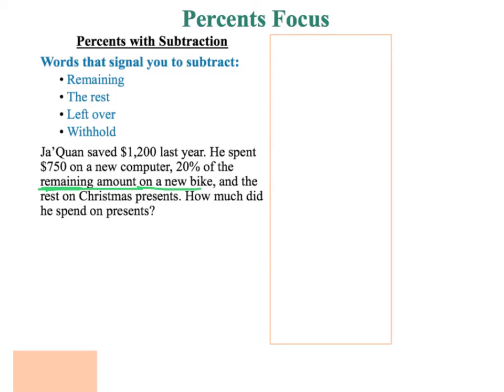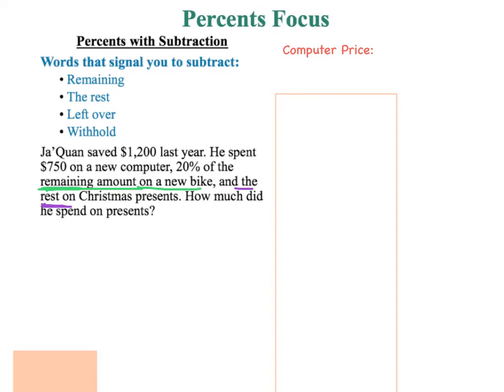So automatically, I'm going to be subtracting something. I also see another phrase, the rest. So he spends the remaining amount on a new bike, and then he spends the rest on presents. So right now, I'm thinking I'm going to have to subtract 2 times. So we're going to take this step by step. The first thing I need to do is just look at the computer price. The first thing he buys, do I have to solve for the price or do they give it to me? Here we're lucky, they tell us the computer is $750. It's not a percent, that's just how much it is.